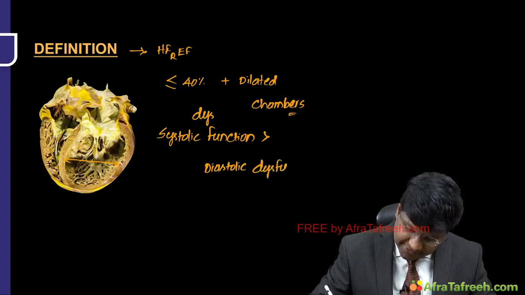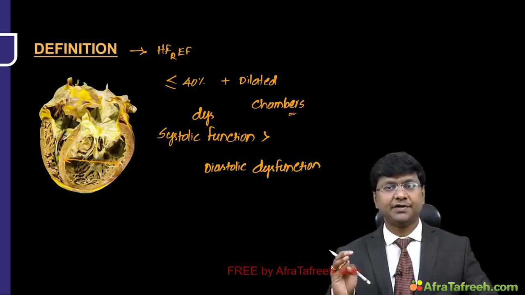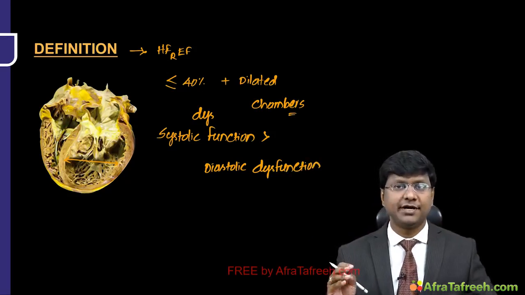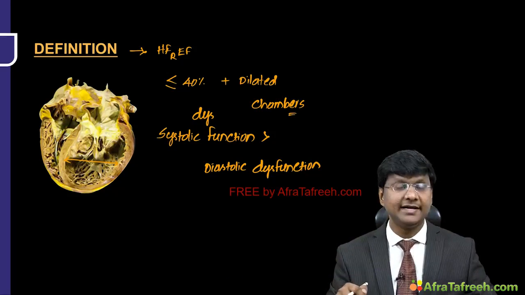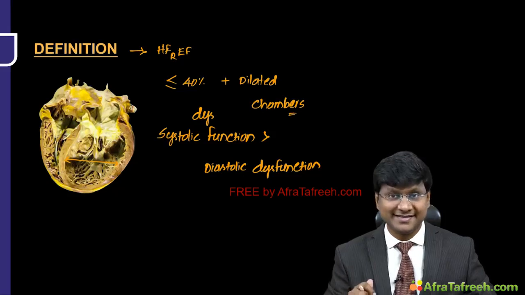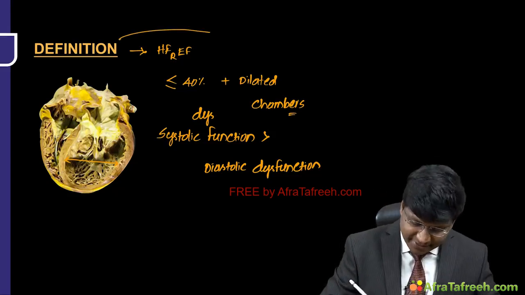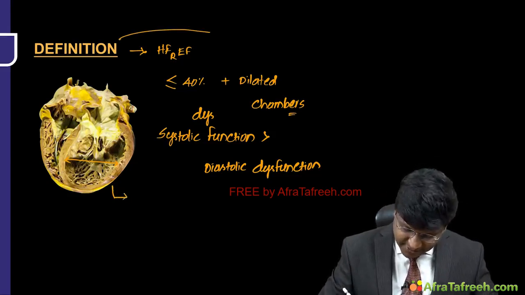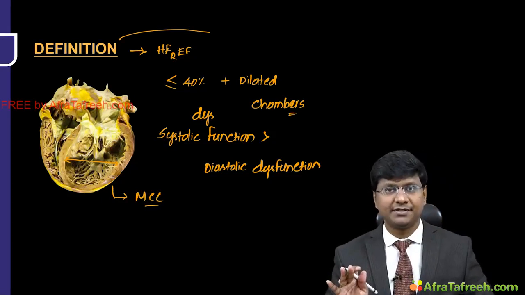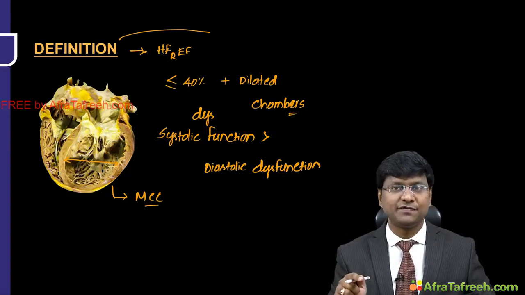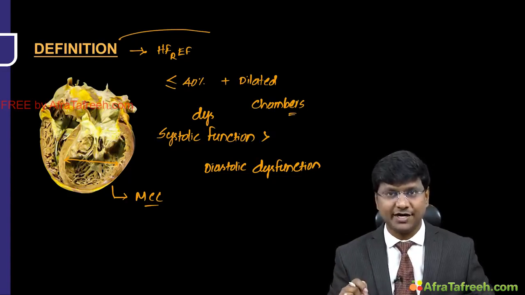Whereas if you take the other forms of cardiomyopathies, in hypertrophic cardiomyopathy or restrictive cardiomyopathy, it is predominantly diastolic dysfunction. But in dilated cardiomyopathy, it is predominantly systolic dysfunction. And remember, dilated cardiomyopathy is the most common of all the forms of cardiomyopathies, whereas the rarest form of cardiomyopathy is restrictive cardiomyopathy.